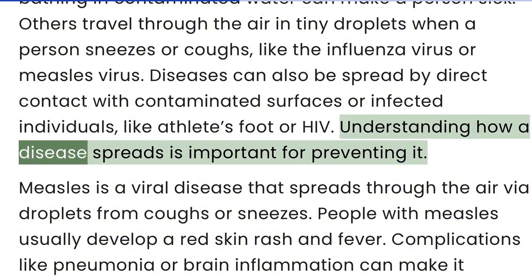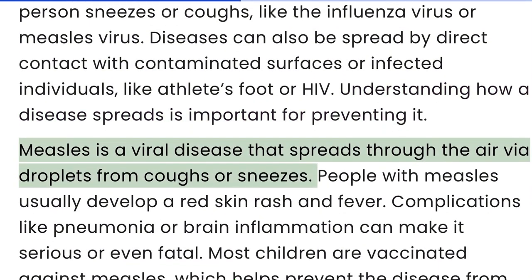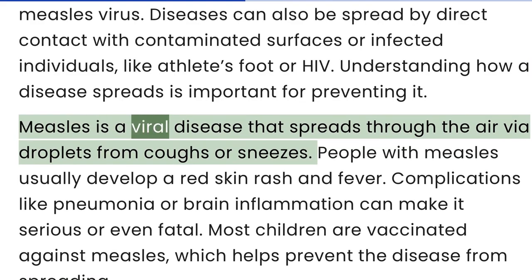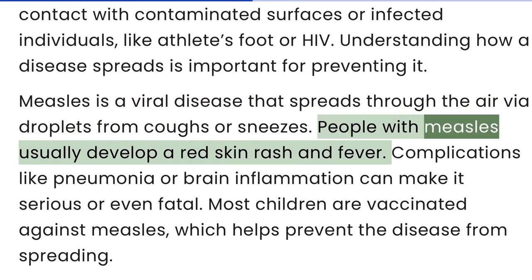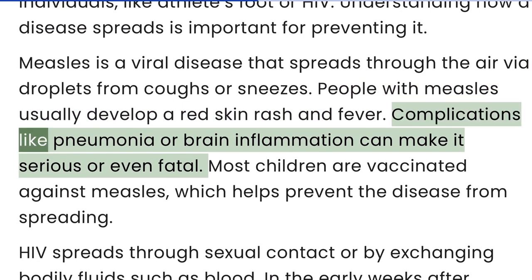Understanding how a disease spreads is important for preventing it. Measles is a viral disease that spreads through the air via droplets from coughs or sneezes. People with measles usually develop a red skin rash and fever. Complications like pneumonia or brain inflammation can make it serious or even fatal.